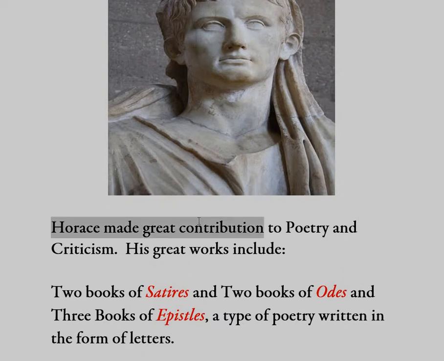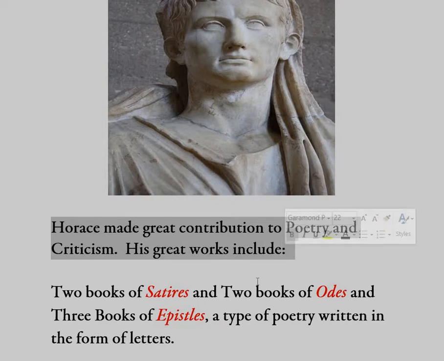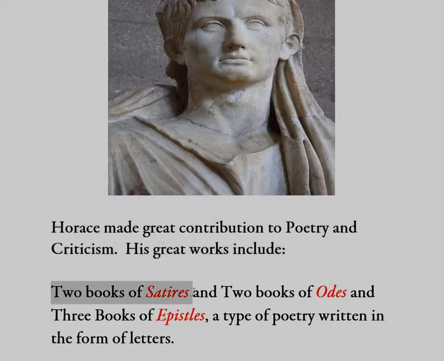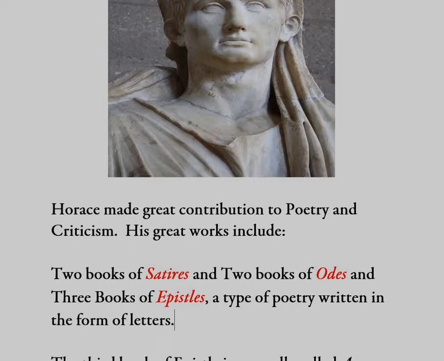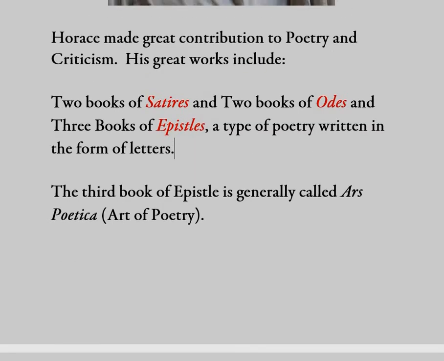Horace made a great contribution to poetry and criticism. His great works include two books of satires, two books of odes, and three books of epistles, a type of poetry written in the form of letters. The third book of epistles is generally called Ars Poetica, meaning art of poetry.